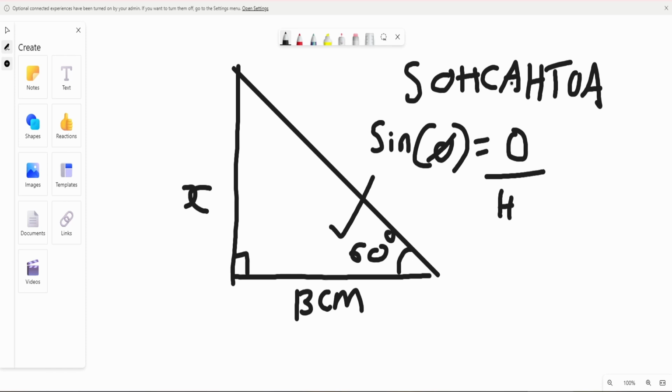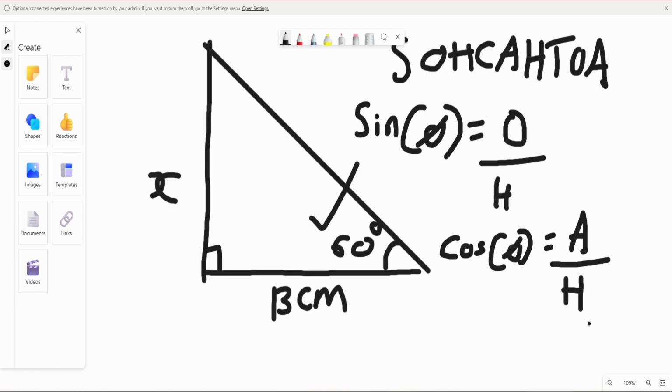We will need to look now at cosine. So cosine of theta equals adjacent divided by the hypotenuse. Again, look at it here. Okay, we got an angle, we got an adjacent. Again, we do not have enough information about this.